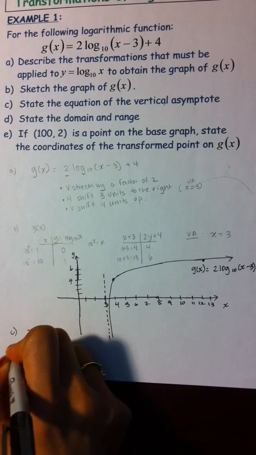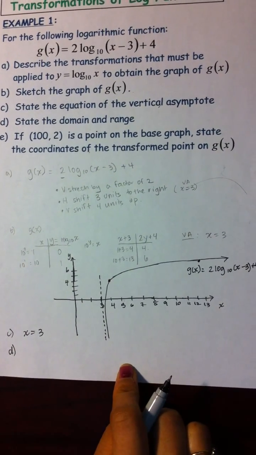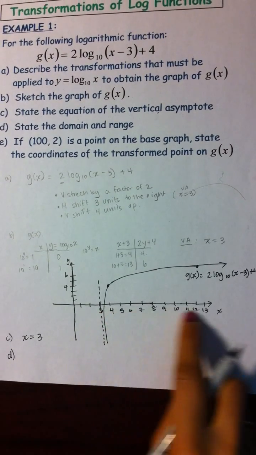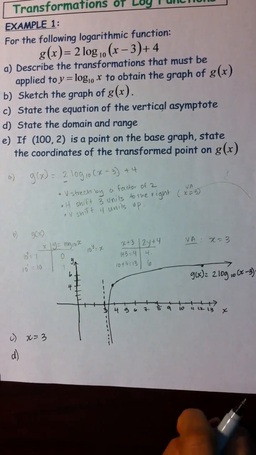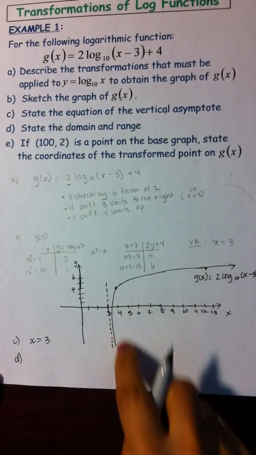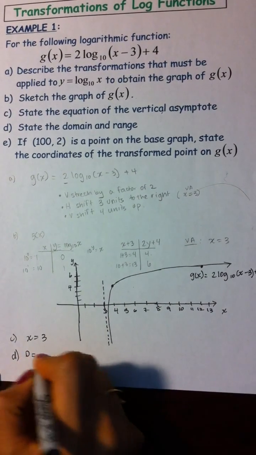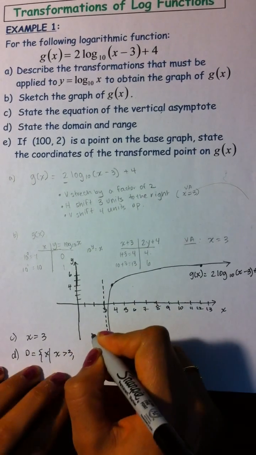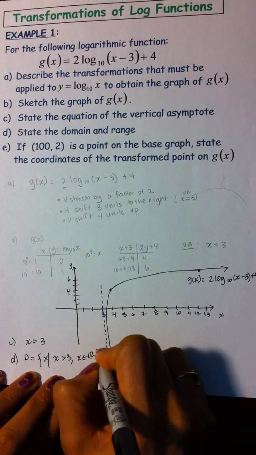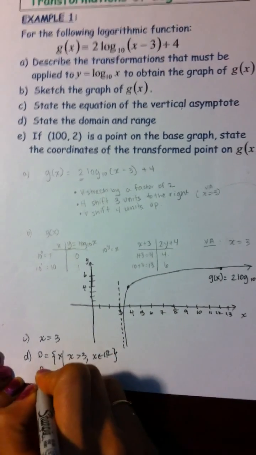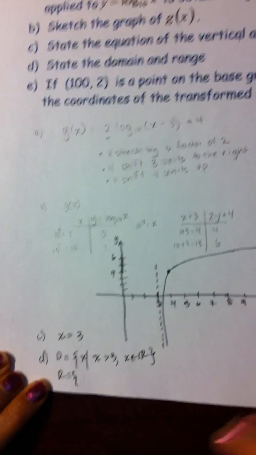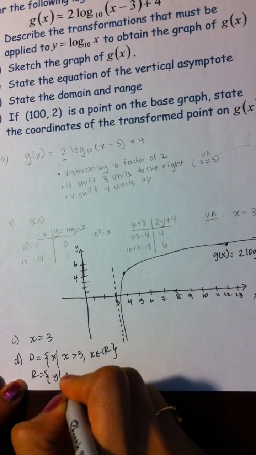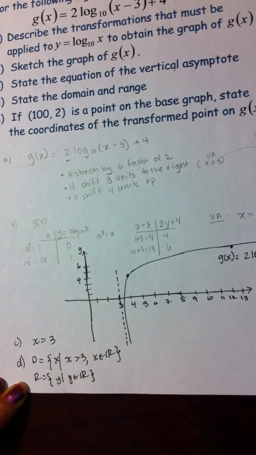State the domain and range, and we're going to refer to the graph to state that. As you can see for my domain, my function is only defined for x greater than 3, and for my range, it's the set of all y values. So writing that in set notation, x such that x must be greater than 3, and x is an element of real numbers. And then for my y values, which is my range, it covers a span of all y values, so there's absolutely no restrictions there. So y such that y is an element of all real numbers.